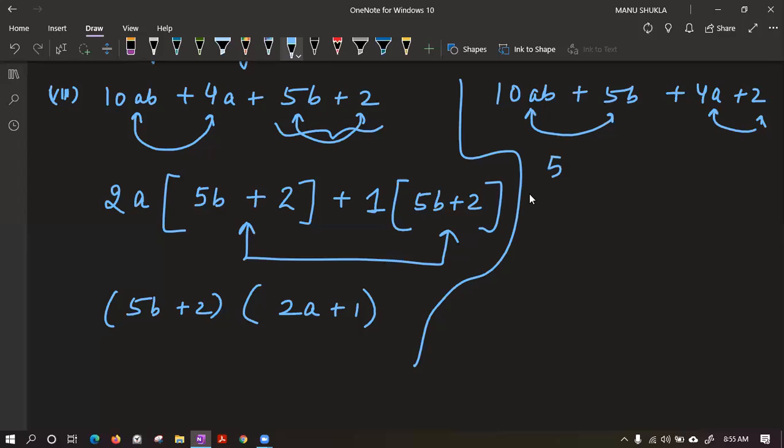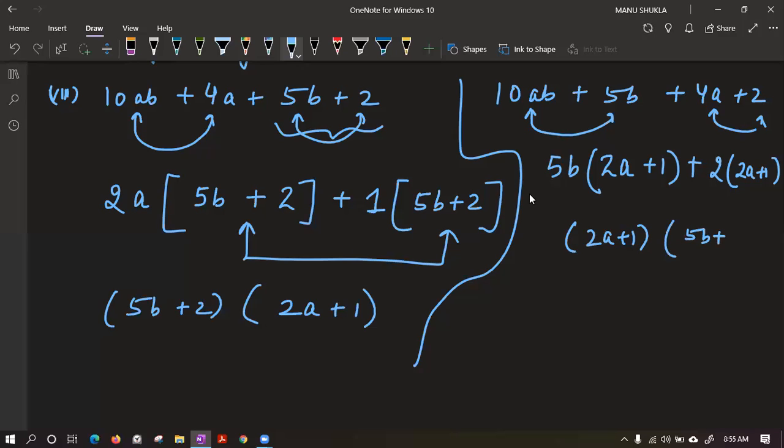Joel, don't worry. Soon we will be on that topic. Don't worry for that. 5 is common, b is common. What is left inside? 2a is left plus 1 is left. And in this case, Hiteshri, you can see 2 is common, 2a plus 1 is left. After that, you can take common 2a plus 1 and 5b plus 2. And you can compare. By both the ways we are getting the same answer. Yes, Hiteshri, fine now.